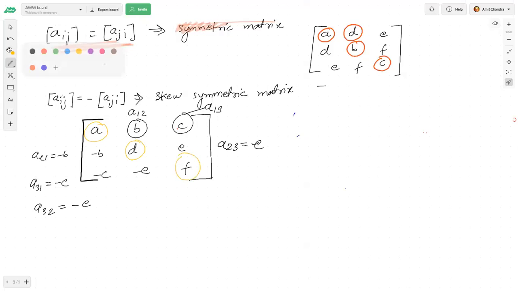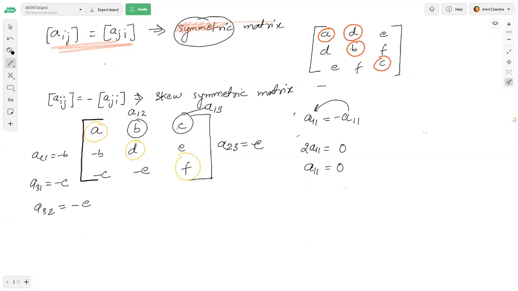Because diagonal elements should also satisfy the property A11 should be equal to minus of A11. If this is true, then if I bring this A11 here, this will become 2A11 is equal to 0. So that means A11 is equal to 0. So when diagonal elements are 0, this matrix will be known as a skew symmetric matrix. Okay, everybody understood? Fine.